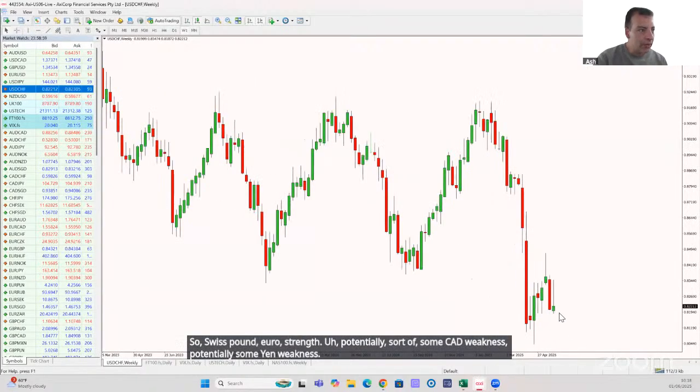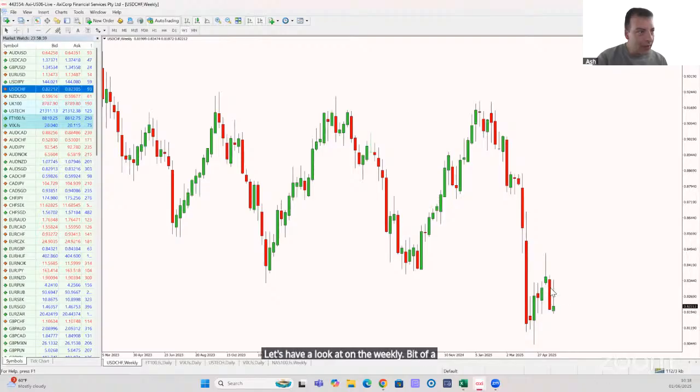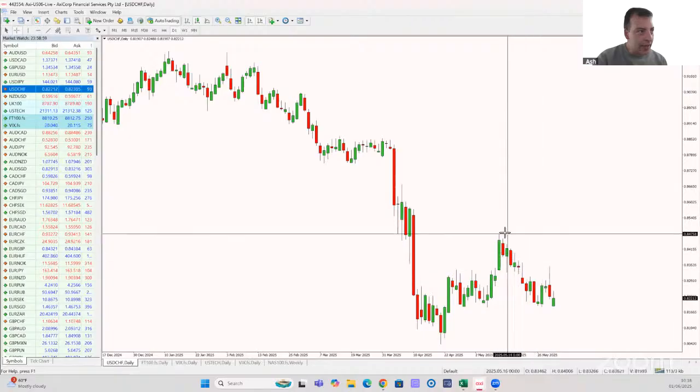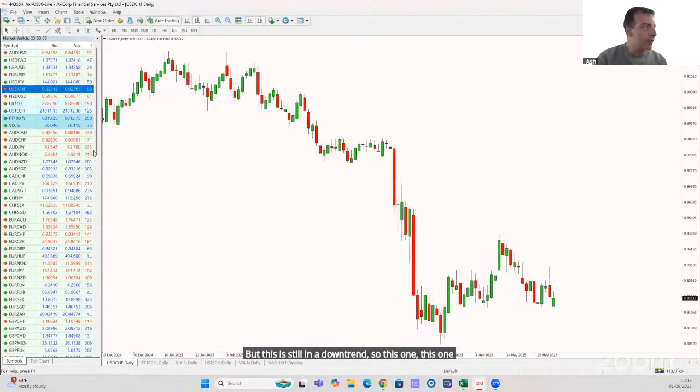Let's have a look at it on the weekly. Bit of a hold here on the weekly. But this is still in a downtrend. So this one's also definitely on the list.